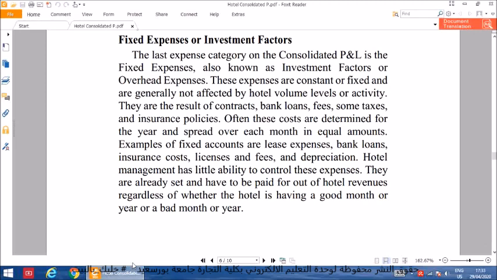Management has little ability to control these expenses. They are already set and have to be paid for out of hotel revenue, regardless of whether the hotel is having a good month or year or a bad month or year. They have to be paid.